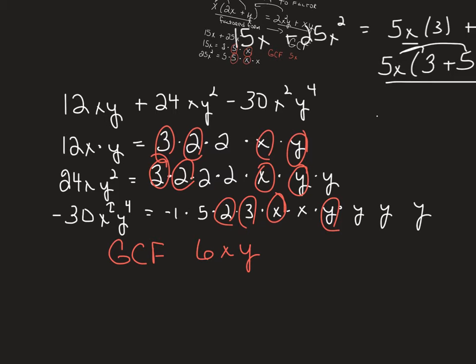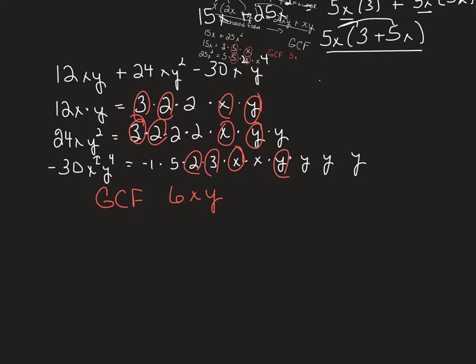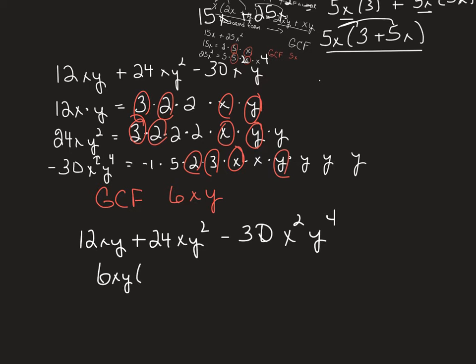Now I want to use the distributive property and go back to my original trinomial, which was 12xy plus 24xy squared minus 30x squared y to the 4th. Now I can rewrite each of those terms as factors of the greatest common factor and something else. So 6xy goes into 12xy. We had 2 left over. If we go back and look at how we had it factored out, we've got 6xy with just 2 left over. And you can look right there and see that that's the case.